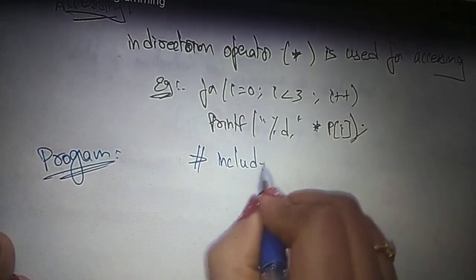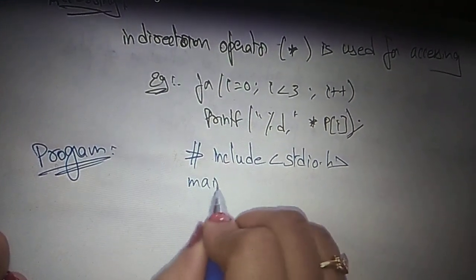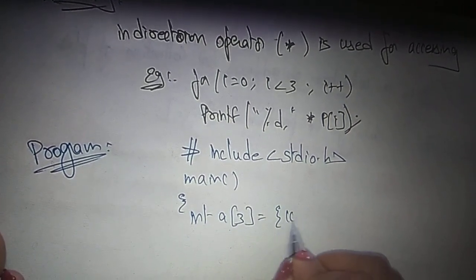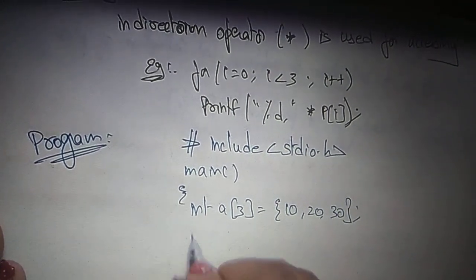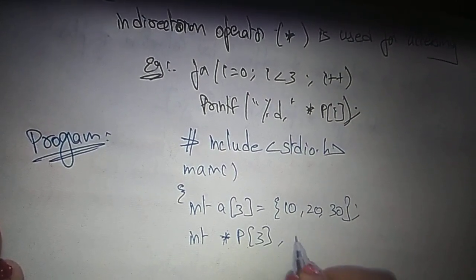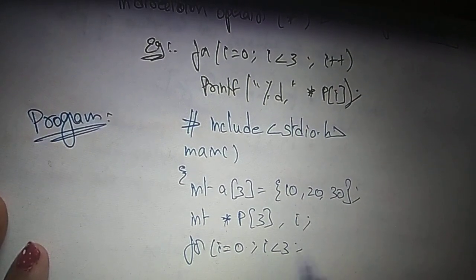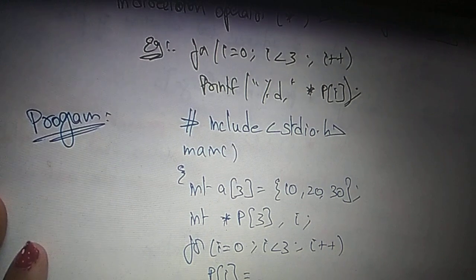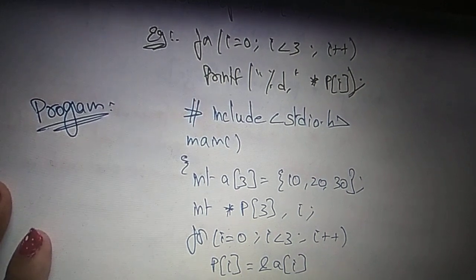Hash include stdio.h. Okay, now writing the main program. First I am declaring an array of 3 elements, initializing 10, 20, 30. This is a single dimensional array. After that I want to declare the array of pointers, pointer p of 3, and a for loop. For i is equal to 0, i less than 3, i plus plus, you have to assign each address of an array element to the pointer variable. After that we have to print that pointer variable.